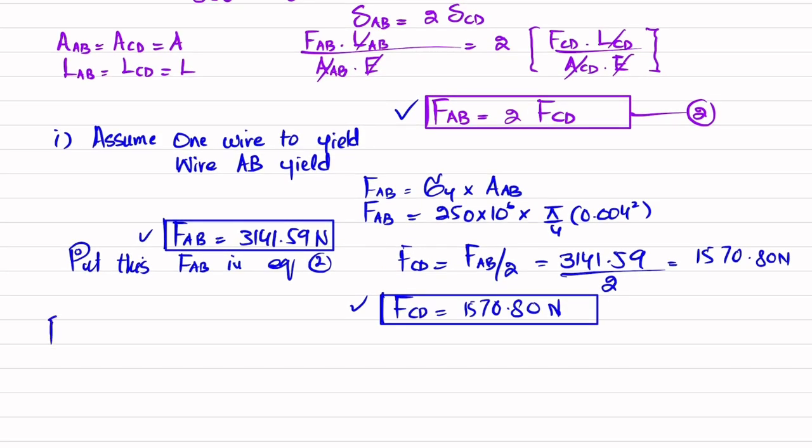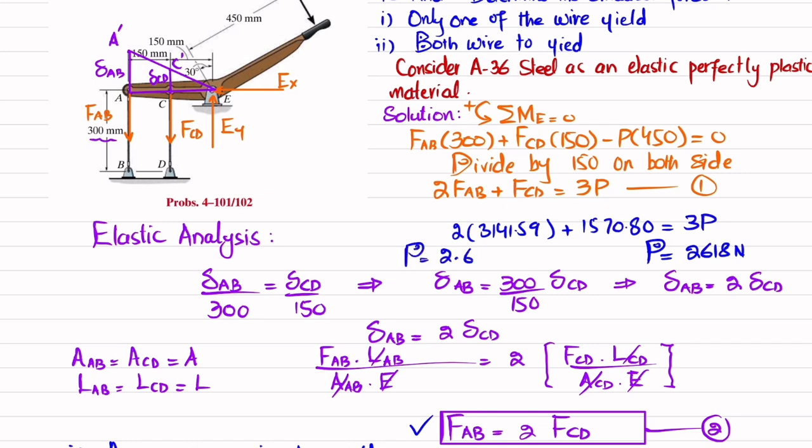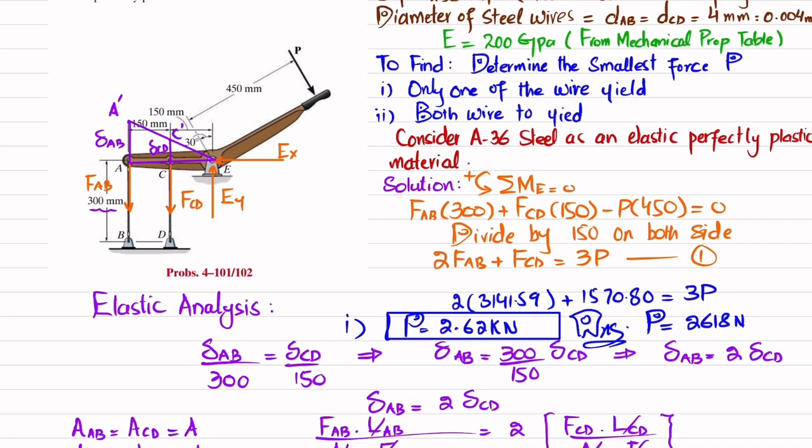So what we will do is put FAB and FCD in equation number 1, which is this one. Clear? So when you put it, 2 times FAB, which is 3141.59, plus FCD, 1570.80, is equal to 3P. And when you solve this, you will get P equal to 2618 Newton. Or you can say P in terms of kilonewton will be 2.62 kilonewton, which is the answer of our first part. Now we will move towards the second part, that both wires yield.